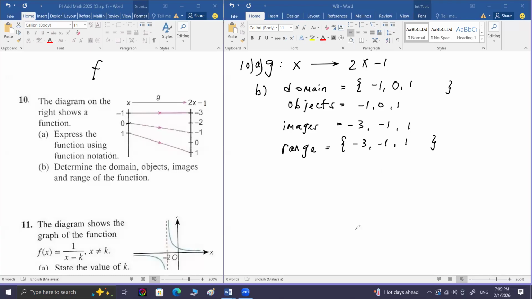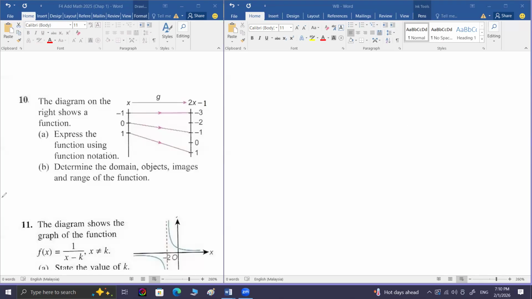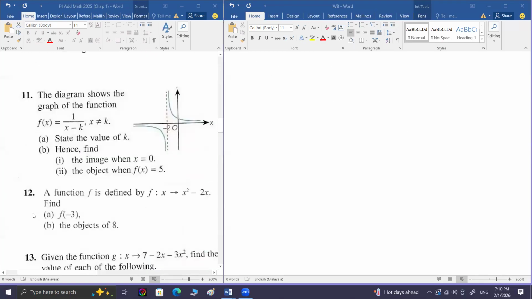Okay, now we go to question 11. Anything to ask? Until here, is it okay, all of you? The diagram shows a graph of the function f(x) = 1/(x - k), where x cannot be k. What do you mean by this? x cannot be k. Okay, class, take note.